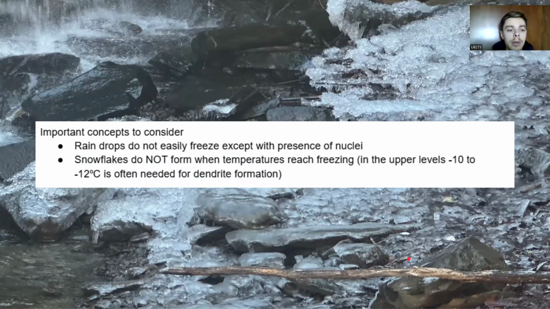So some important concepts. Raindrops do not freeze easily except with the presence of nuclei. We're going to talk more about that later, about ways that the freezing will occur. Snowflakes do not form just when temperatures reach freezing, unlike you might think. In the upper levels of the atmosphere, it needs to be -10, and really -12 to -18 is where we have the dendrite growth zone.